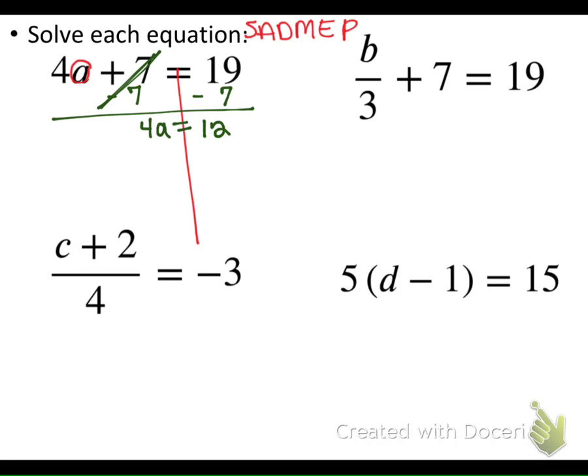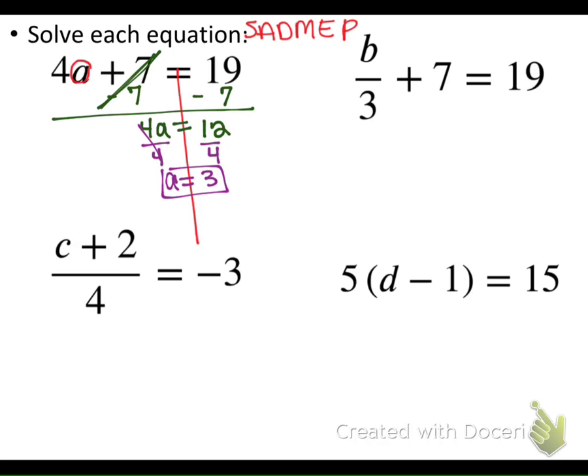Okay. Now we're down to a one-step equation. So how do I get the variable by itself from here, Jalen? Divide by 4 on both sides. That cancels on my left. I bring down my variable. 12 divided by 4? 3. Perfect. Nice job.